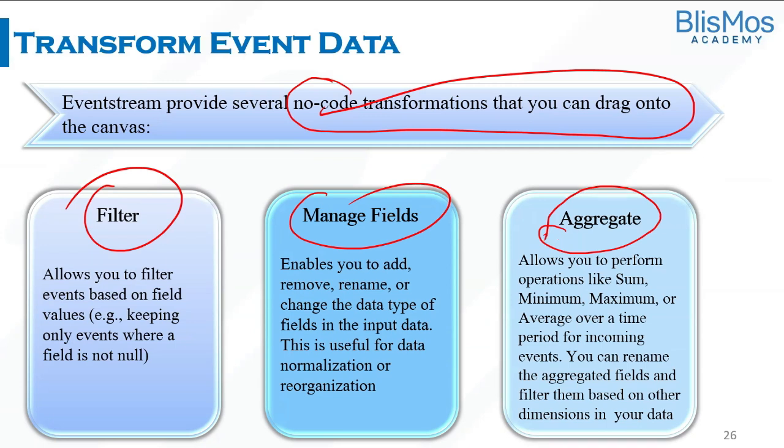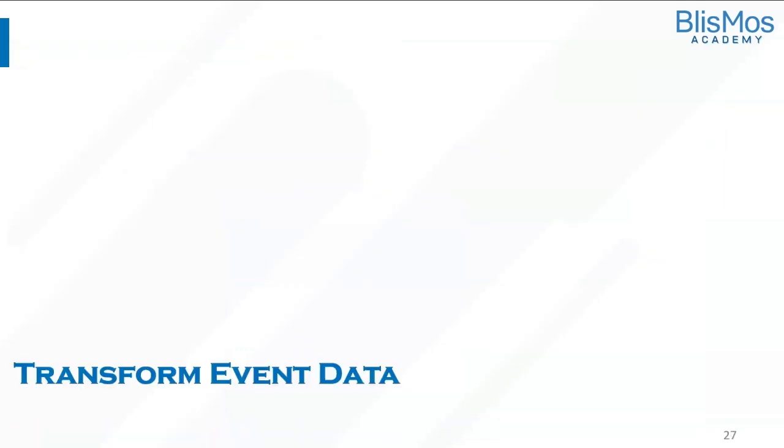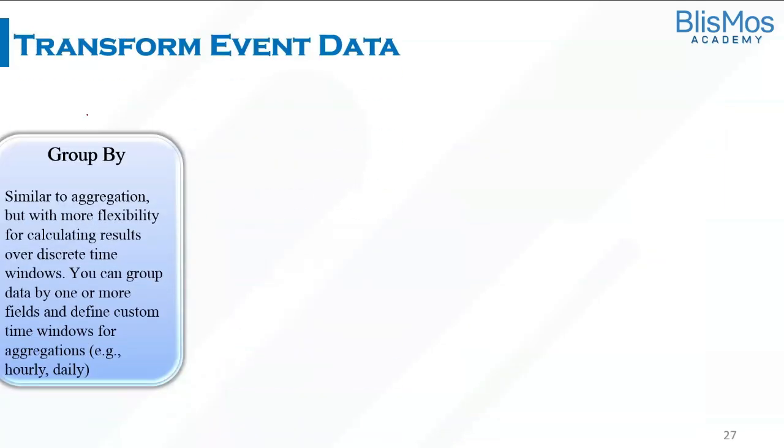Since with event streams we are talking about writing no code, there are already so many no-code transformations available, which you can drag and drop and apply the required transformation. Some others are like group by. If you don't know what group by is, you can check out our channel in SQL. I guess we have explained group by in detail. We can group by one column and aggregate on other columns.